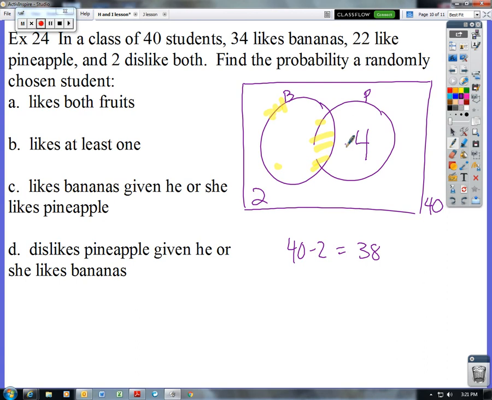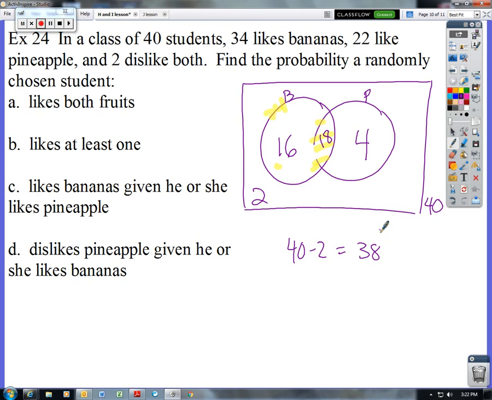22 like pineapple. 4 of the pineapple eaters are here, so there's 18 other pineapple eaters, and they have no choice but to go right there. And then I can work my way over here. I've got 34 that like bananas, 18 of them are right here, so what is that? 10, 14, 16 left that like bananas, but not pineapples. And this is how our Venn diagram should look. Now we've got the hard part done, we can pretty easily go through these probabilities.